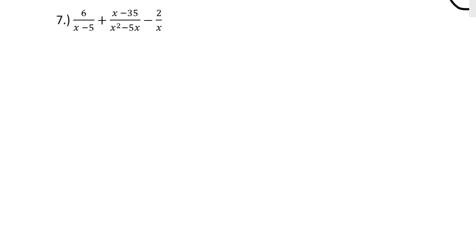All right, one last question for you guys. Go ahead and pause the video. This time it's 3 terms, so make sure that the denominator is the same in all 3. When you're finished, play it and check your answer, and then you can go ahead and start the homework.